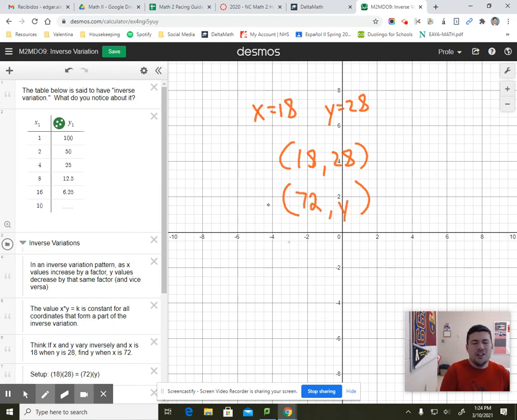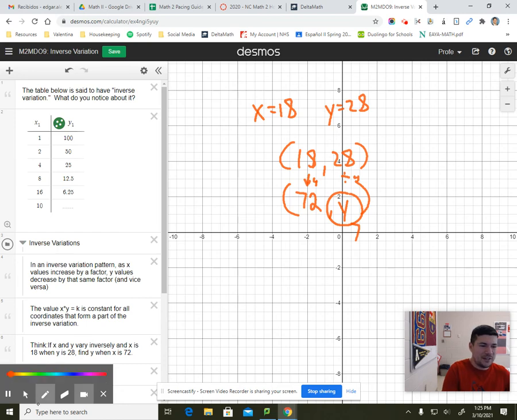You can sort of start to imagine right here: what would I multiply 18 by to get 72? I could multiply 18 by 4, which means I need to find a value y such that if I divide 28 by 4, I would get that y value. So 18 times 4 is 72, and 28 divided by 4 is 7. So that's one way of visualizing it.